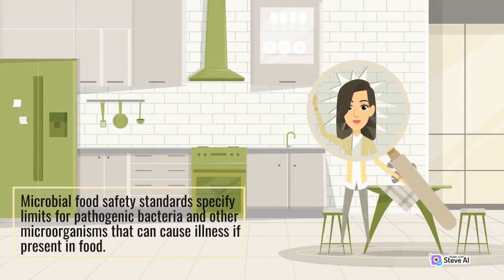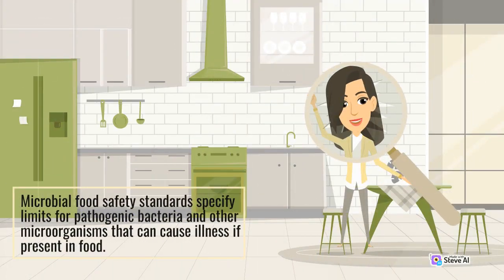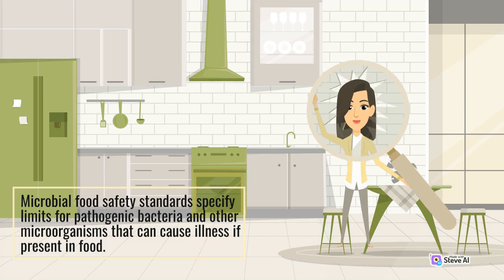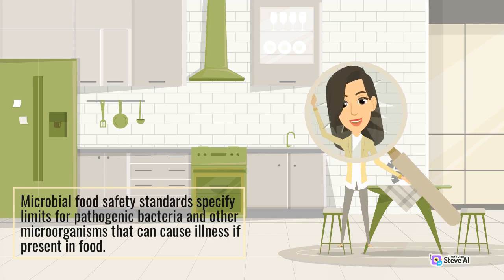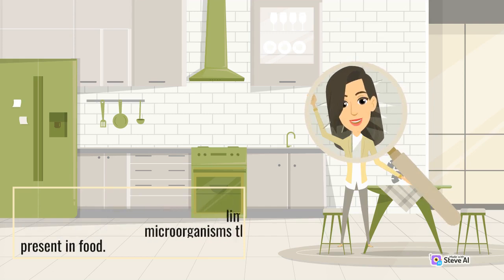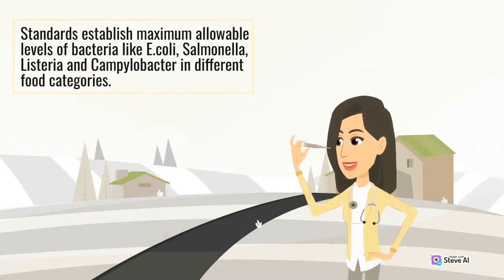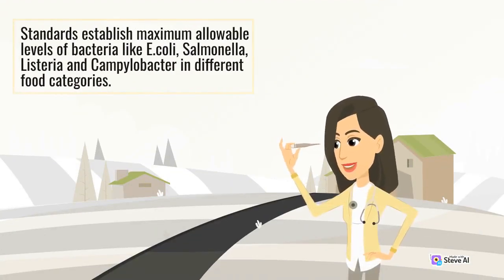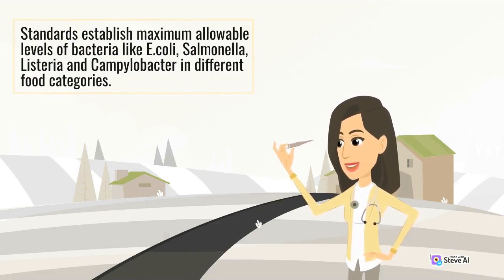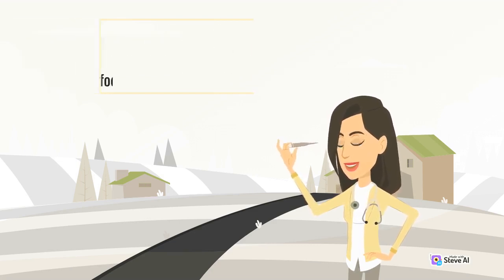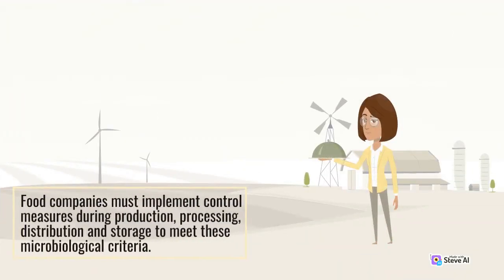Microbial food safety standards specify limits for pathogenic bacteria and other microorganisms that can cause illness if present in food. Standards establish maximum allowable levels of bacteria like E. coli, Salmonella, Listeria and Campylobacter in different food categories. Food companies must implement control measures during production, processing, distribution and storage to meet these microbiological criteria.